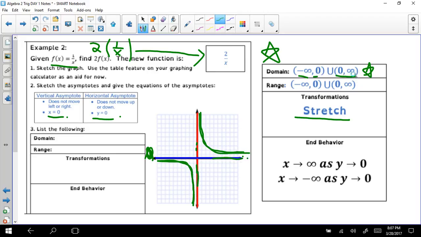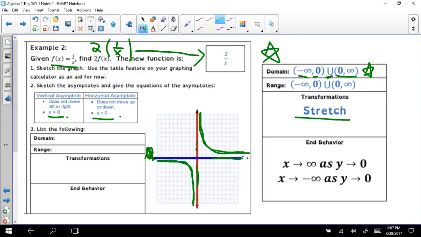And we're using parentheses, because remember, we don't ever touch 0. So you have to use parentheses, you can't use a bracket. And just to put these together, that's where you use that union sign. So you're just going to throw the U in between them.